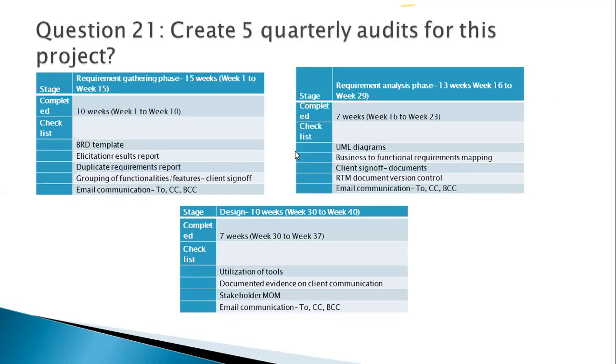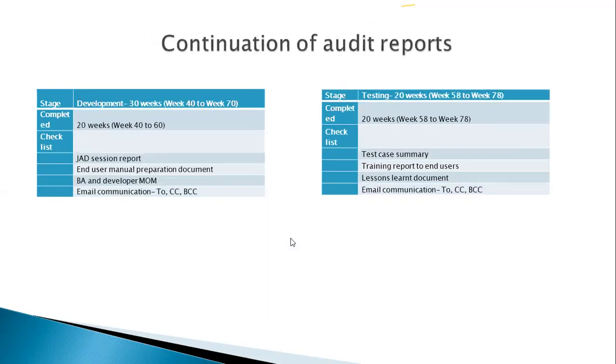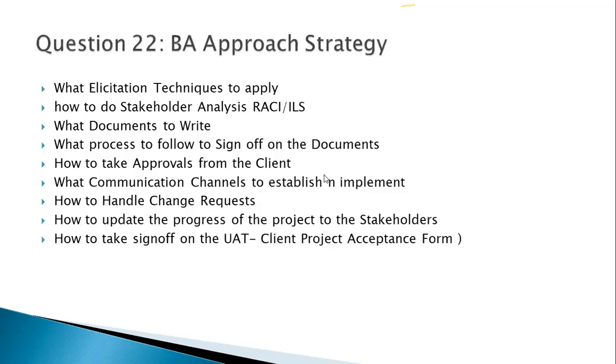So guys, this is how we would want you to create the audit reports. Please understand that. Okay, guys. So we'll have 5 audit reports, one for the requirement gathering phase, analysis phase, design phase, development phase, and the testing phase, guys. Clear?